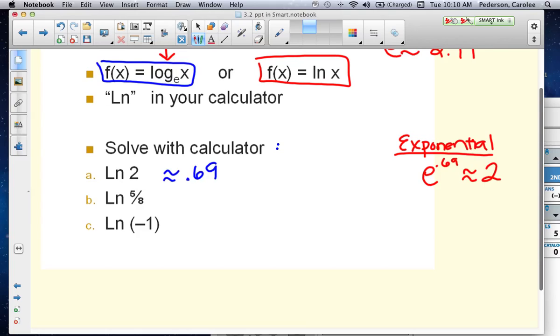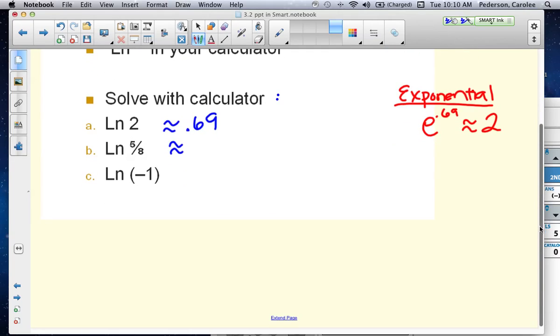The natural log of 5/8. I recommend you throw parentheses around 5/8. The natural log of 5/8. What is it? Negative 0.47. Okay. And then we can rewrite it to exponential if we wanted to understand it. Last one. Enter in the natural log of -1. Error, or does not exist.